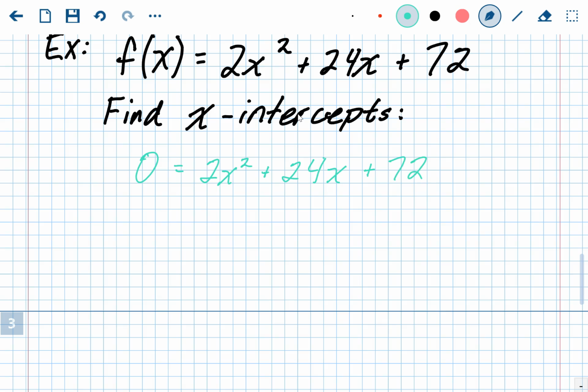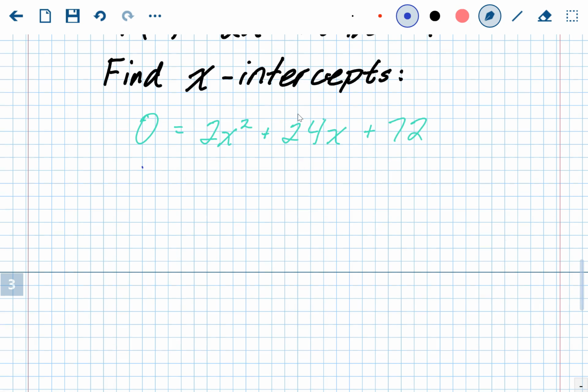Now this kind of looks a little daunting to factor. Okay, it's not one of the easy ones where 1 is in front. But remember your first step of every factoring problem: your first step should be to look for a GCF. There is a GCF here. You have a greatest common factor of 2. So if you pull out a 2, you're left with x squared plus 12x plus 36.